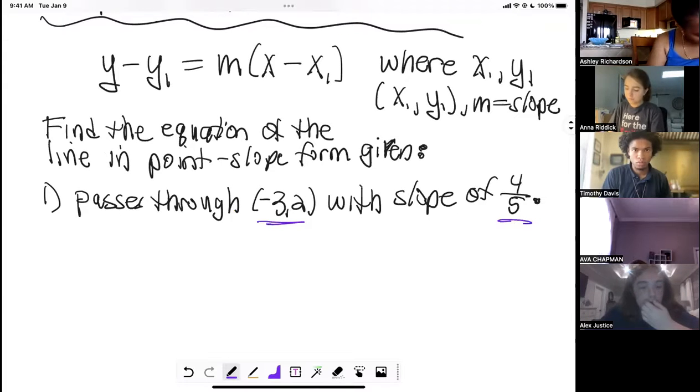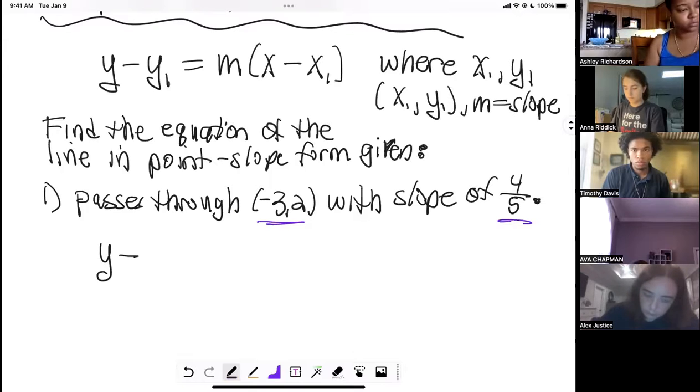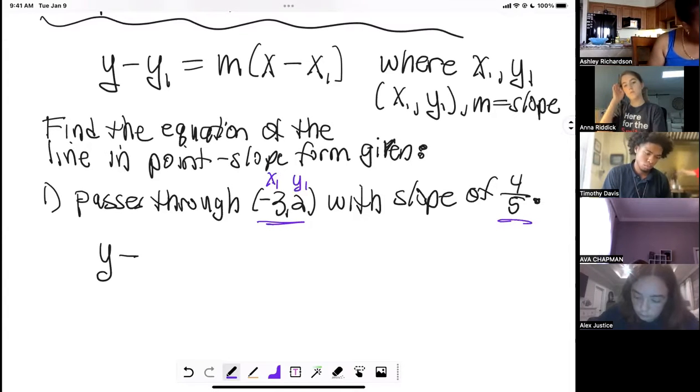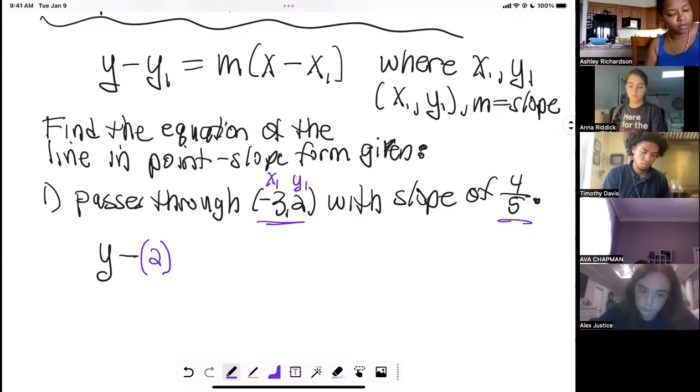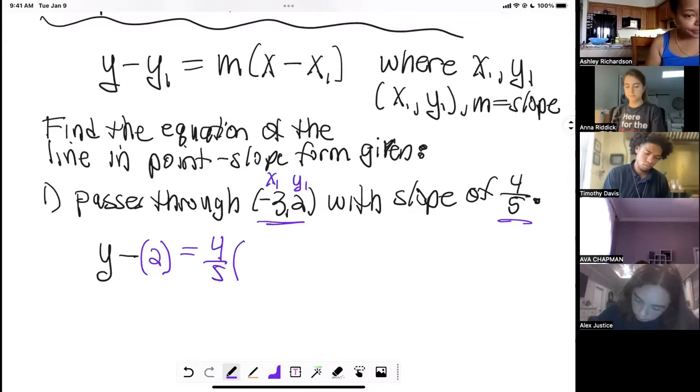So this is how you write it. y minus, that always stays. What's my y1? Well, my y1 is my y here, and this is my x1. I only have 1 point, that's it. My first x, my first y. So I'm going to plug it in. y minus 2 equals m, which is my 4/5, times x minus x1. What's my x1?